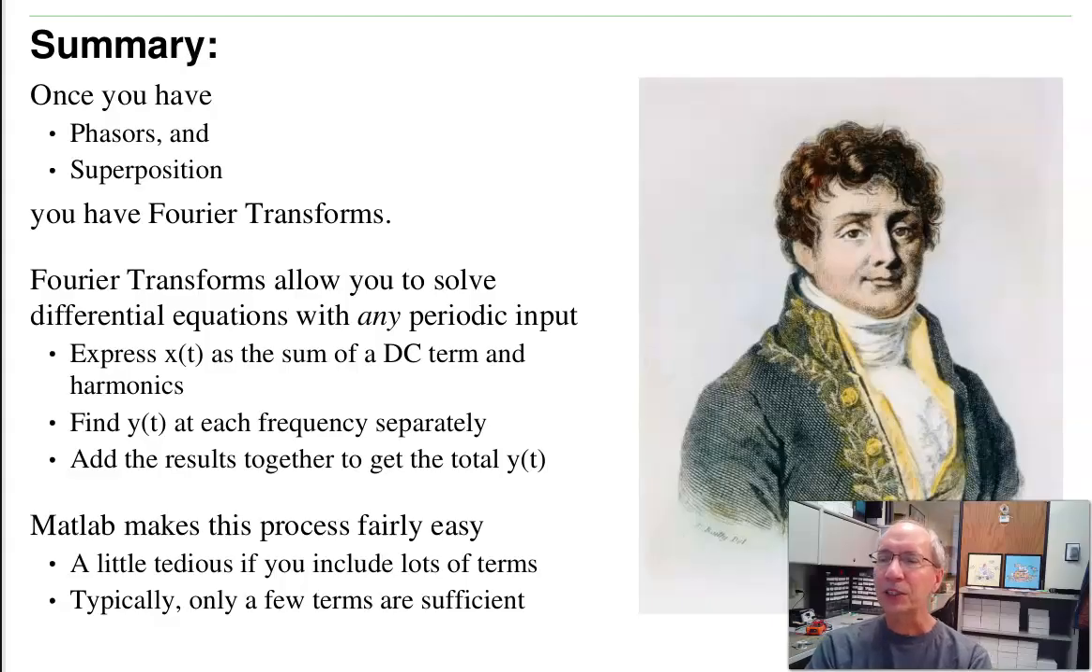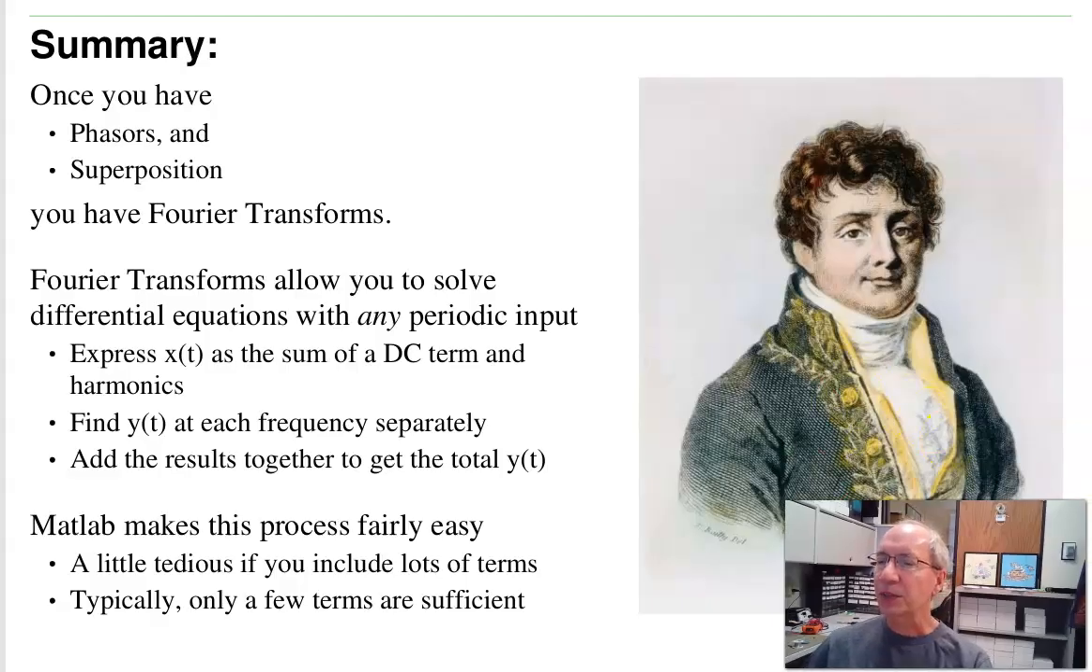That's lecture number 32 for ECE 211, Fourier transforms. Again, this is a topic that you're going to cover in future courses. But at this point, once you have phasors, once you have superposition, you've really got Fourier transforms. And that's lecture number 32 for 211, Fourier transforms.